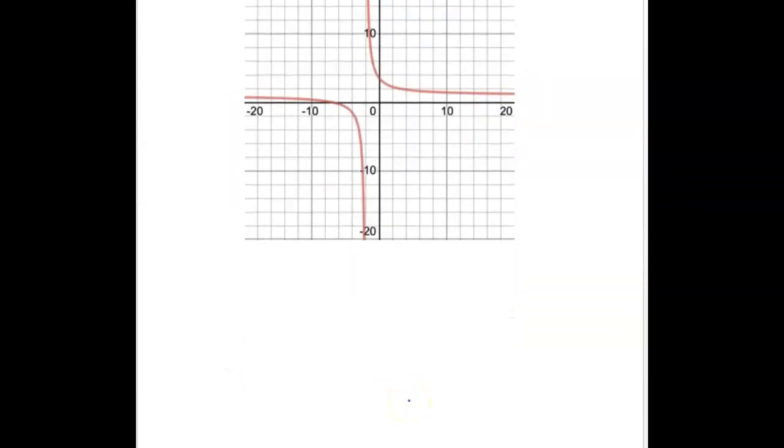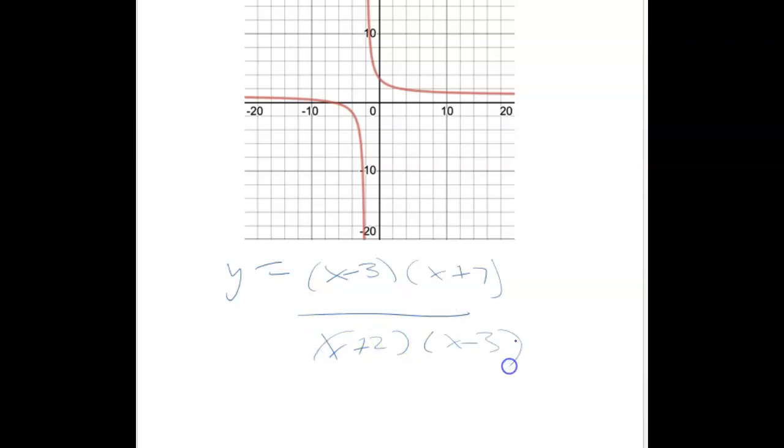So here is another function. It looks a little simpler, but I've only changed one thing from the last function, and that is I've changed that x minus 5 to an x minus 3. So this function is y equals x minus 3 times x plus 7 over x plus 2 times x minus 3. And what you see here is you only have one vertical asymptote, and it's at x equals -2.